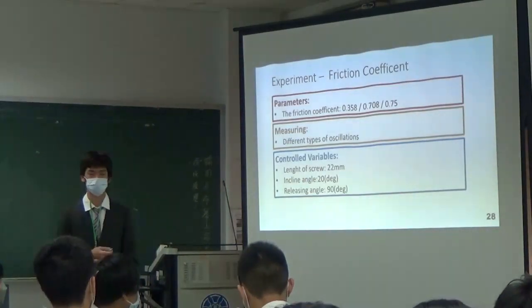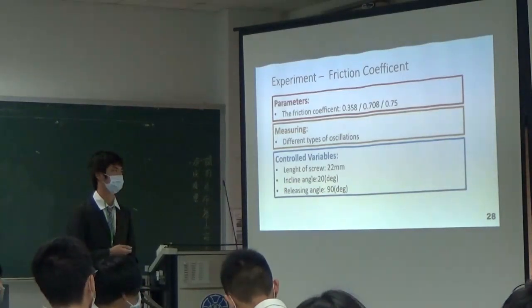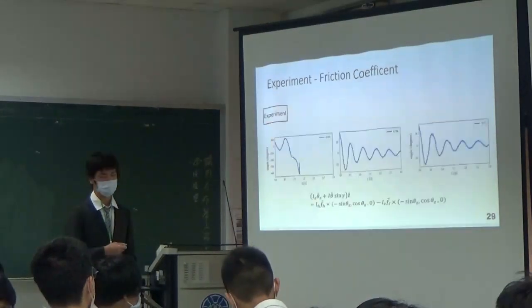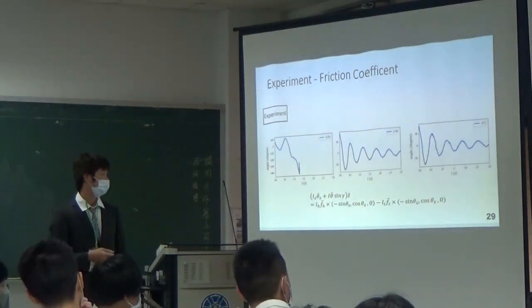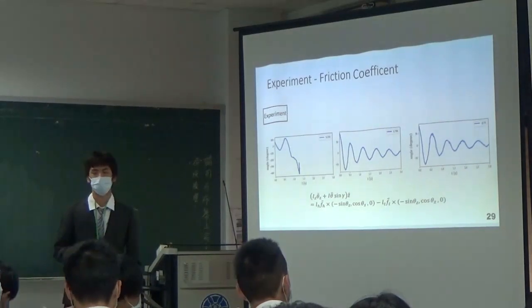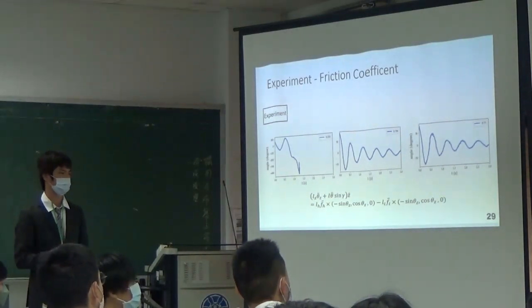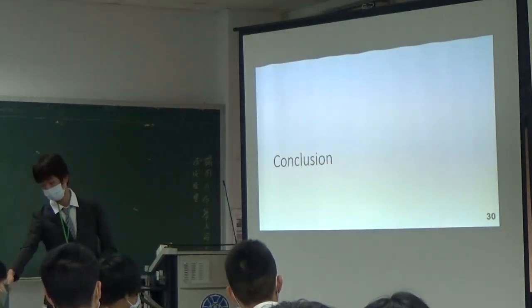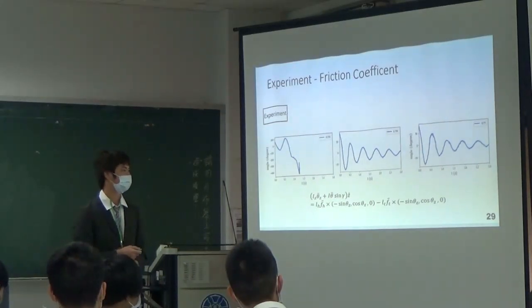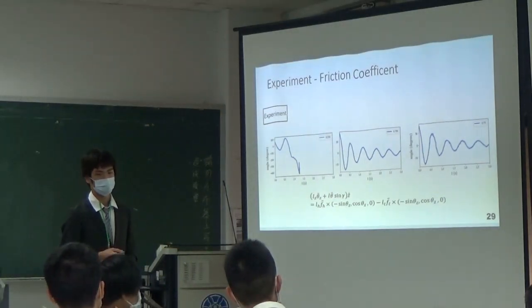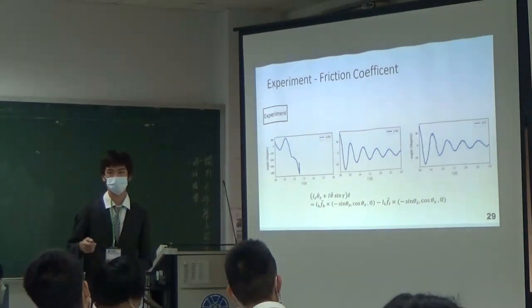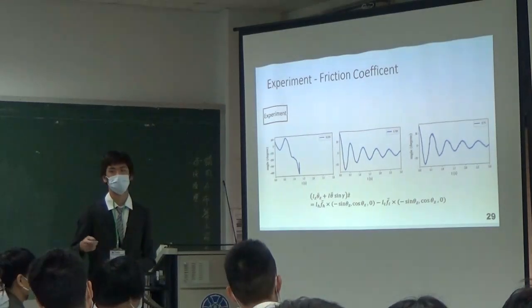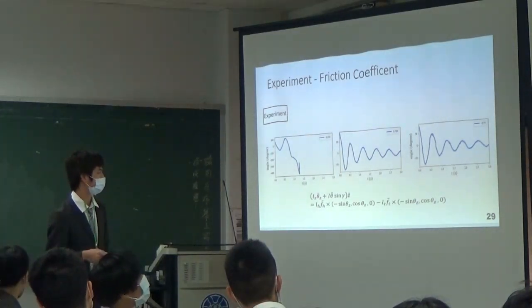And for the next experiment, I changed the friction coefficients, which means I changed the different ramp. And we can also see that there is a significant effect on the different types of oscillations if we change the friction. And we can see that if the friction coefficient increases, the amount of oscillations will increase.